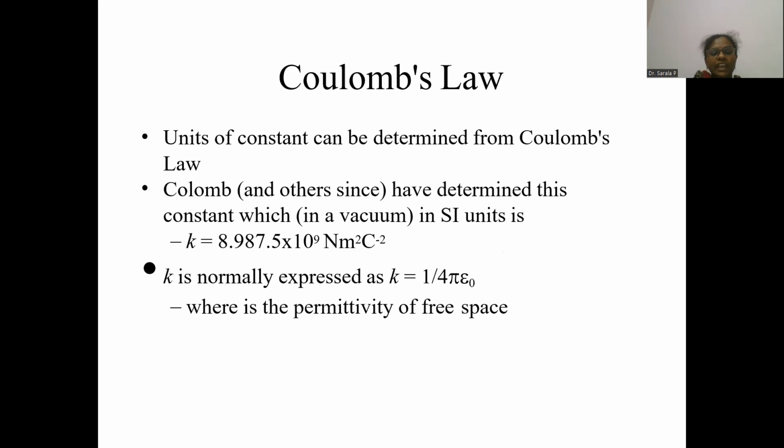Here K is nothing but 8.987 into 10 power 9 Newton meter square per Coulomb square. K is normally expressed as 1 by 4 pi epsilon naught. Then what is this epsilon? Epsilon naught is nothing but the permittivity of free space. Okay, so here we are going to calculate the force. The force is F equal to 1 by 4 pi epsilon naught Q1 Q2 by R square.